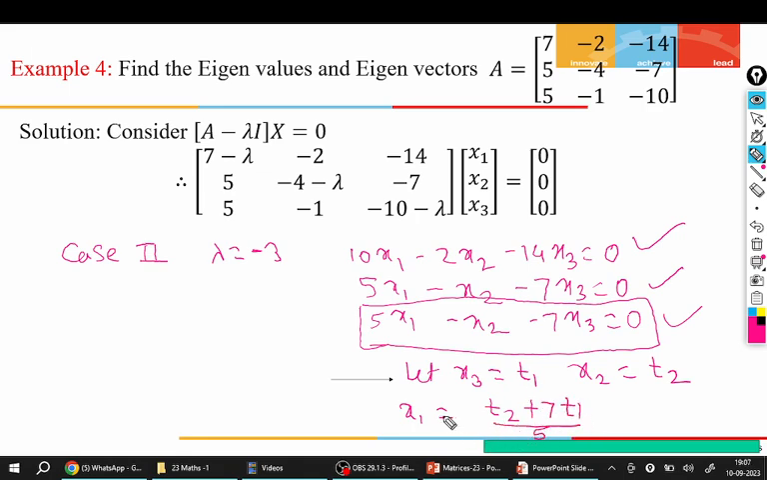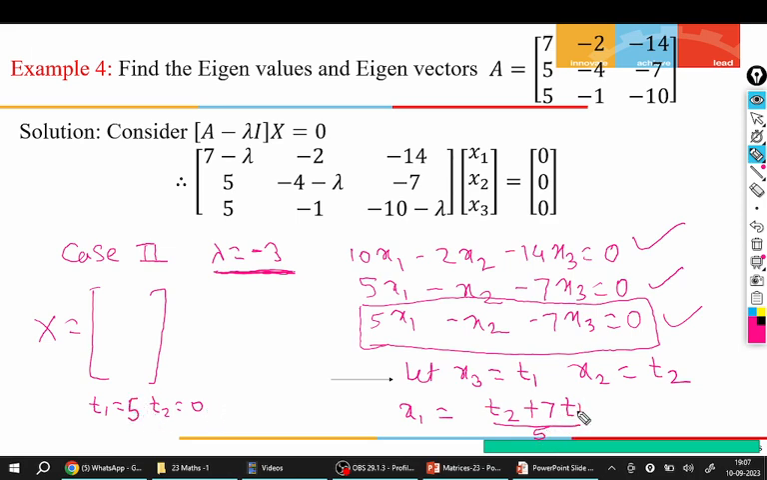So the vector is x1 x2 x3. Now as minus 3 is a repeated root, this is some new thing. We have to write down two eigenvectors for the repeated root, because there should be three special vectors. We can write these eigenvectors by putting t1 equal to 1 and t2 equal to 0. To remove the fractional part, I can put t1 equal to 5 also, so that 5 gets cancelled. So I'll put t1 as 5 and t2 as 0.